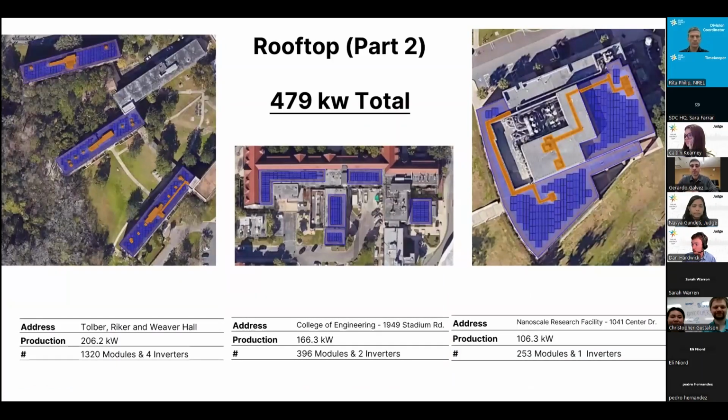So on the left, these are the dorm halls, Tolbert, Riker, and Weaver Hall, a 206.2 kilowatt system, 1,320 modules, and 4 inverters. In the middle is the Wheel Hall and Lab Research Center, 166.3 kilowatt system, 396 modules, and 2 inverters. This is also a historical building which we will touch on later on. On the right is the Nano Research Building, 106.3 kilowatt system, 253 modules, and 1 inverter.